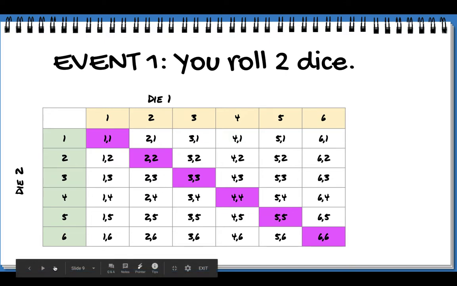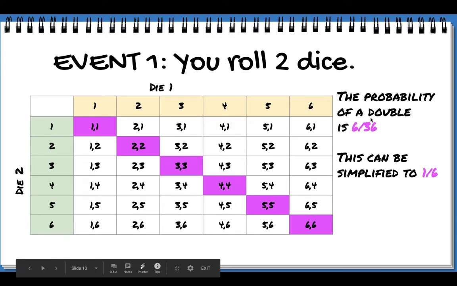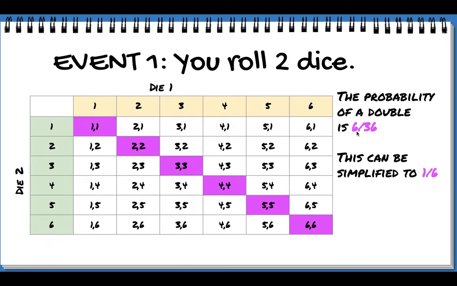So what we can now do is use that information to find the probability of rolling a double. So the probability of getting a double is 6 out of 36, and this can be simplified using your fraction skills to 1 over 6.